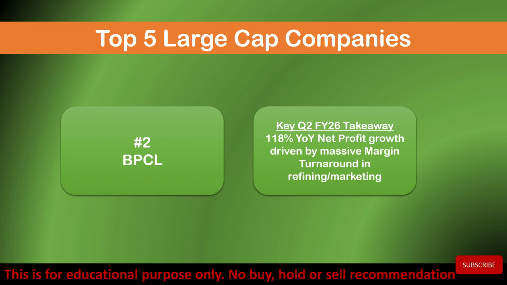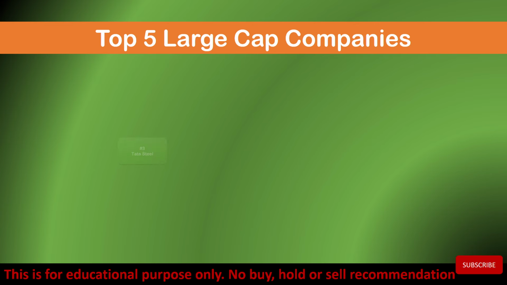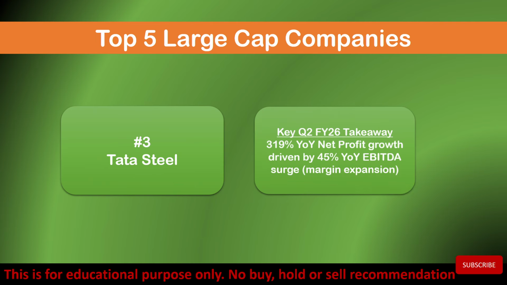Now, BPCL has reported 118% year-on-year net profit growth, which is driven by a massive margin turnaround in refining and marketing. So these are astronomical numbers if you consider that these are of large cap companies. 118% year on year net profit growth for a large cap company. Amazing. Let's move on. The third one is Tata Steel. At least some good news for the Tata Group.